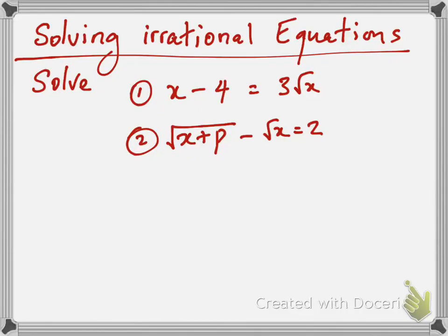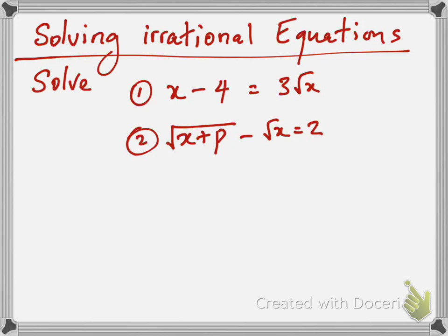Alright, so let's have a look at solving irrational equations, and now we have a look at two different types of equations, one with a straightforward x and number only with the square root, and the other one has got a p in it, so a little bit more complex. So let's have a look at the first one.